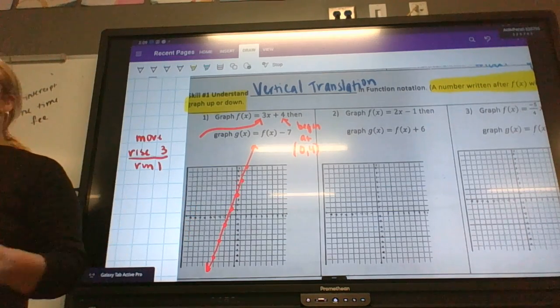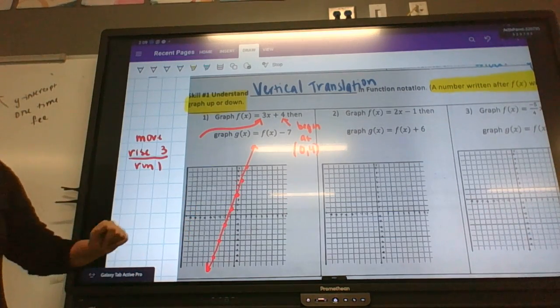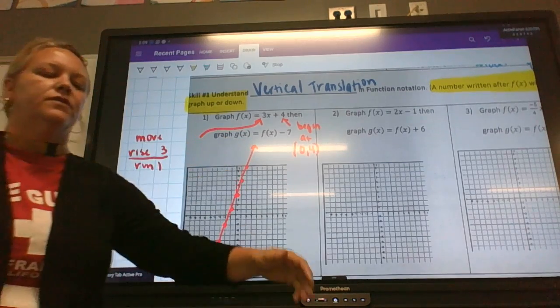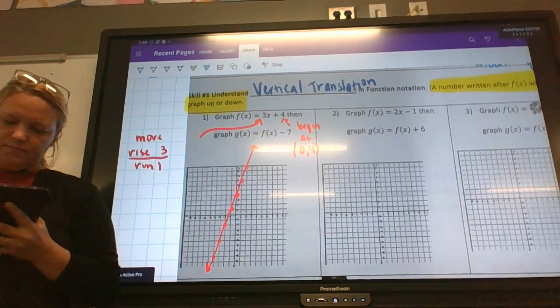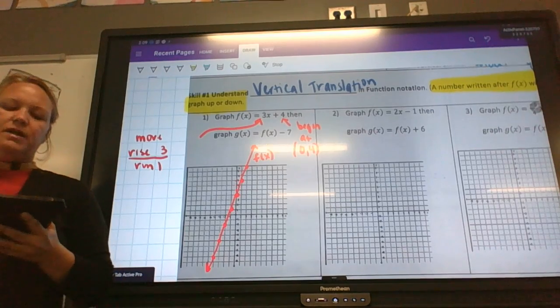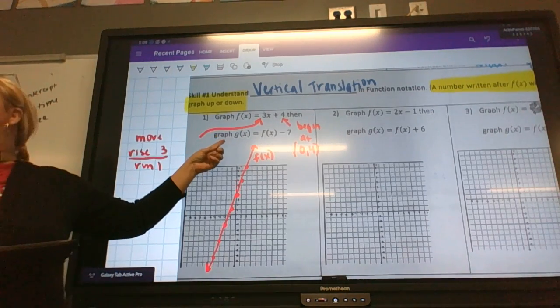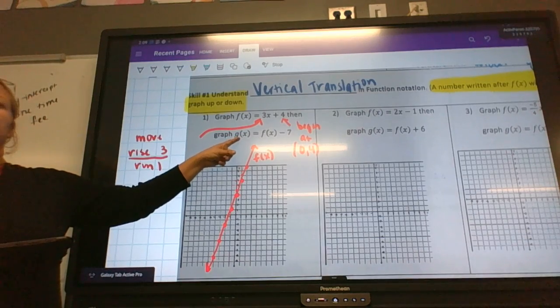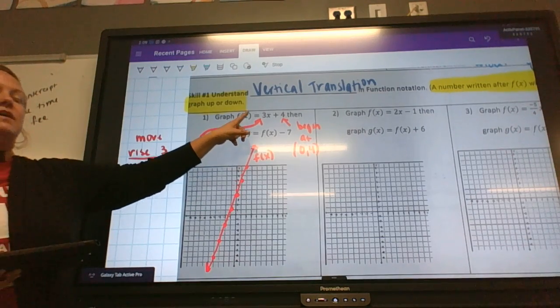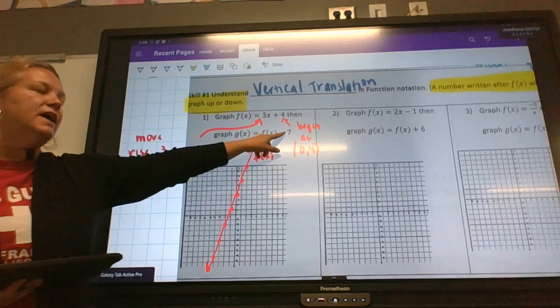That's old news, okay? That's supposed to be good to go. We're gonna make a new graph. The red one I'm gonna call f of x. You can label it f of x. It says we now are gonna graph a new one. This one's called g of x. And what g of x is, is the f of x graph moved down 7.